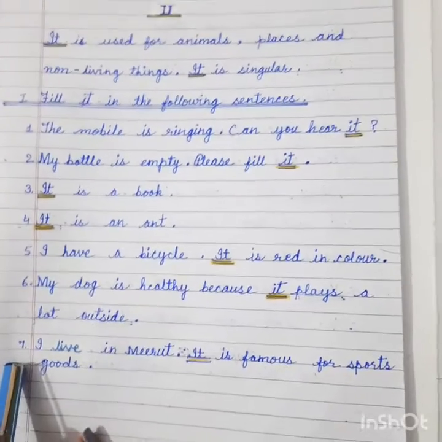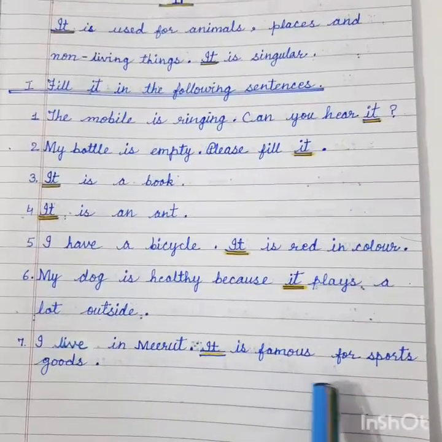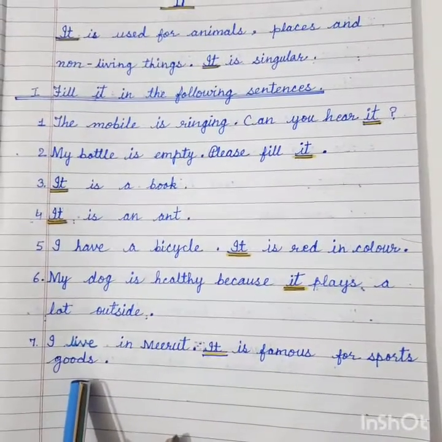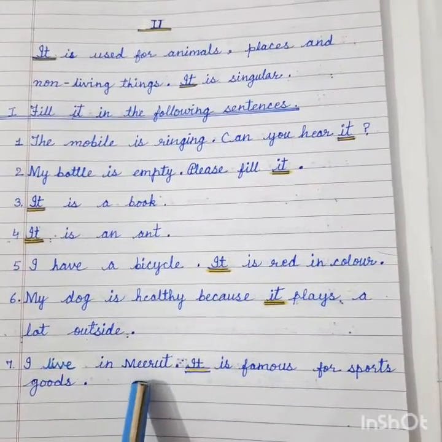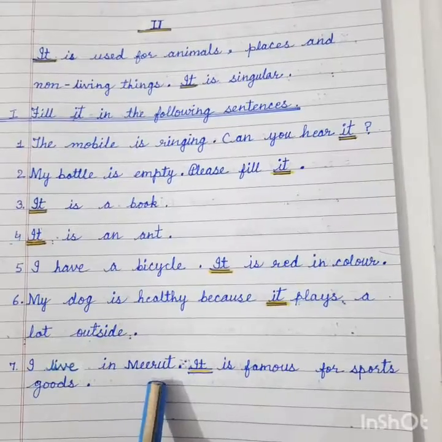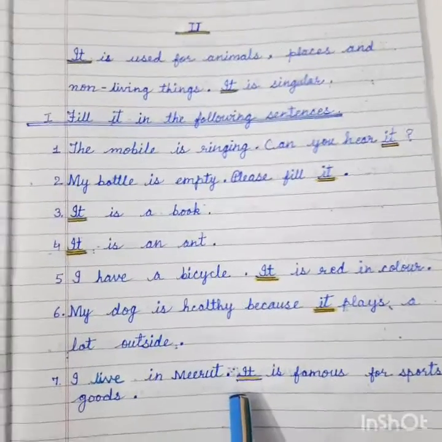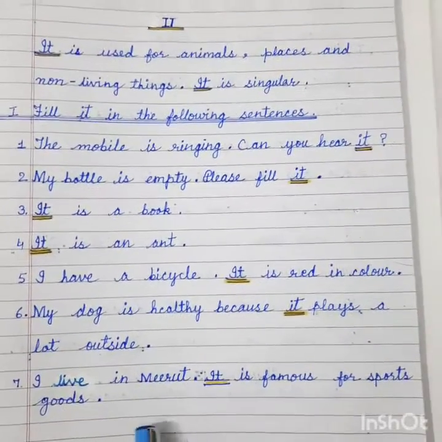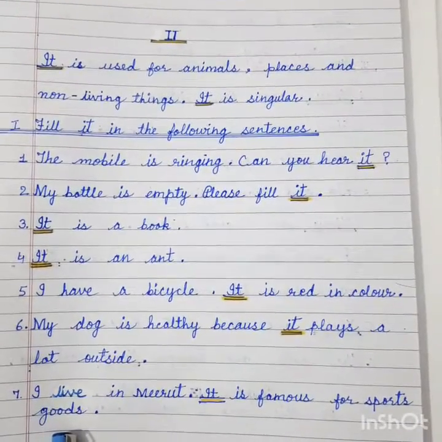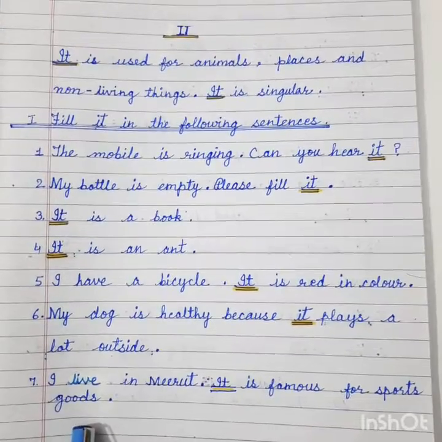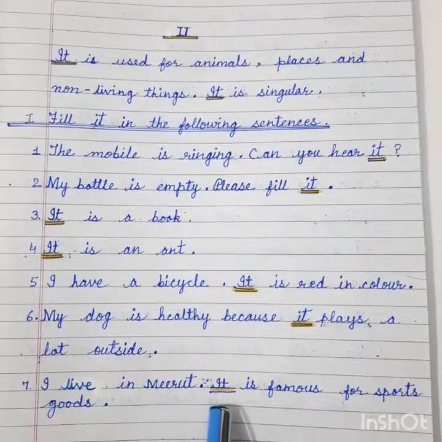Number 7. I live in Meerut. It is famous for sports goods. Meerut is one city. So, it is singular. So, we will use it in this sentence also. You might know it already that a lot of famous sportsmen use sports items that are made in Meerut. So, in this sentence also we will use it.